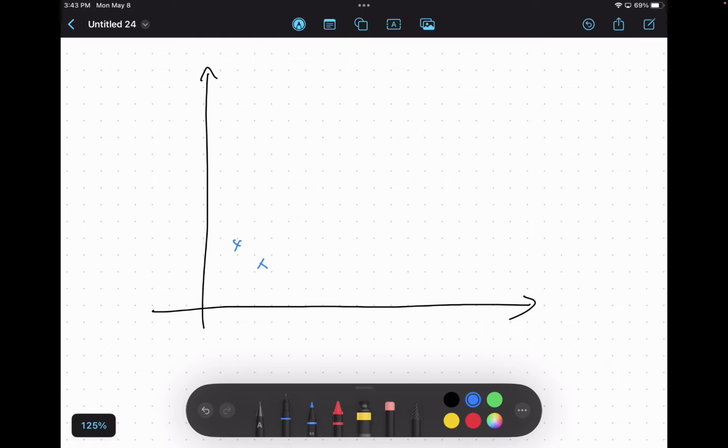All right, we're going to have a bunch of points here. So our data looks something like this, and I will put a single point right here.